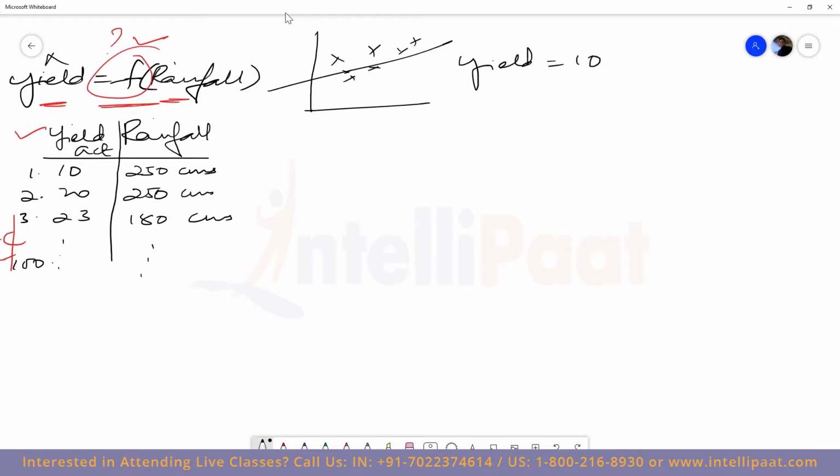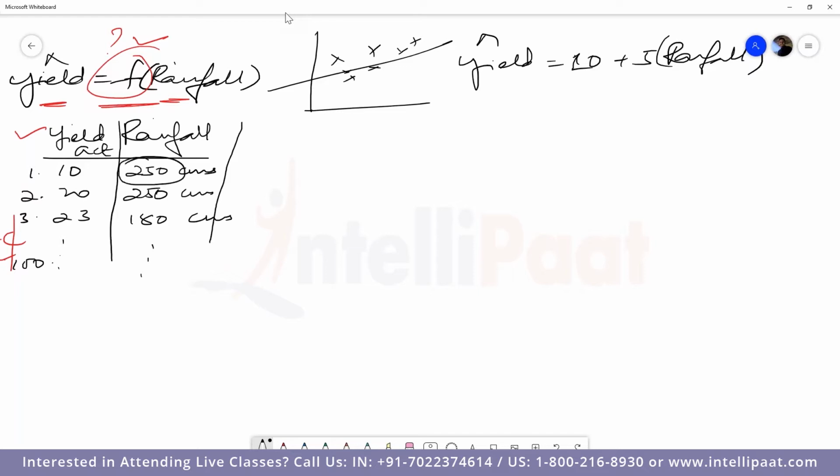So yield is equal to 10 plus 5 times rainfall. Let's say you have a line like this, 10 plus 5 times rainfall, or let's say whatever, 10 plus 0.5 times rainfall or 0.1 times rainfall, whatever is the value. So there is a predicted value. This is the predicted value. What I want to make sure is that for every given value of rainfall, I substitute this value over here.